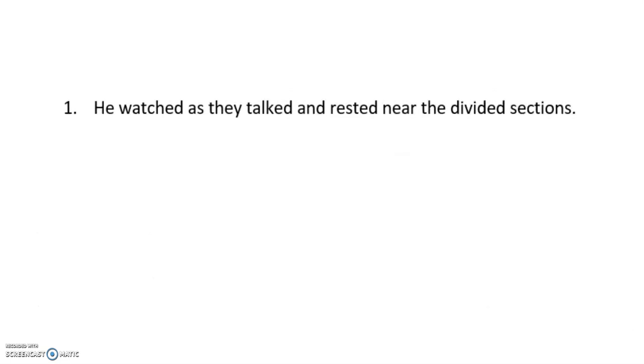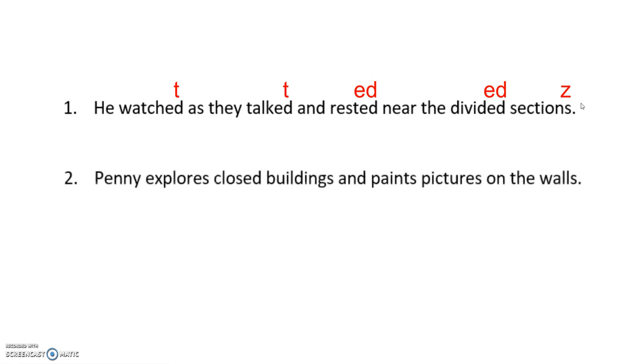These sentences. So the first one, try to say it by yourself. And now copy me. He watched as they talked and rested near the divided sections. Okay, so here are the different sounds that we just made. He watched as they talked and rested near the divided sections. Okay? Try it by yourself. Okay, and now with me.